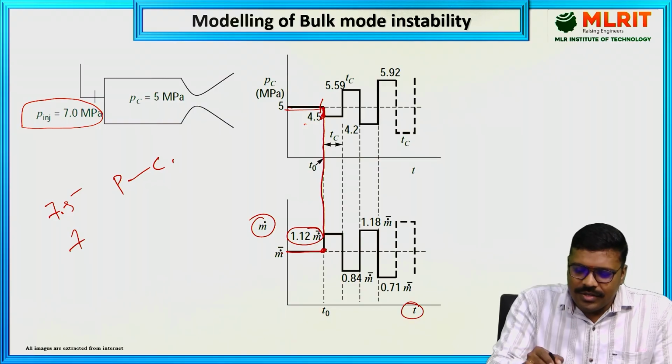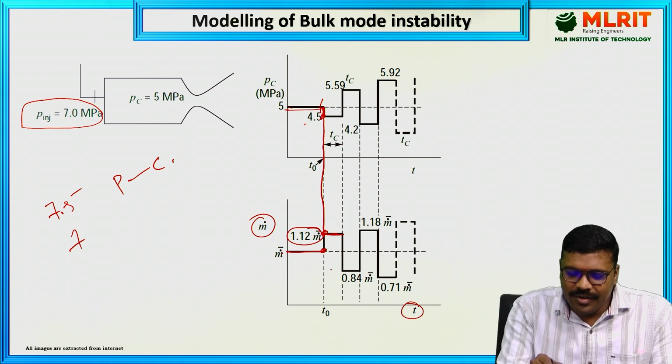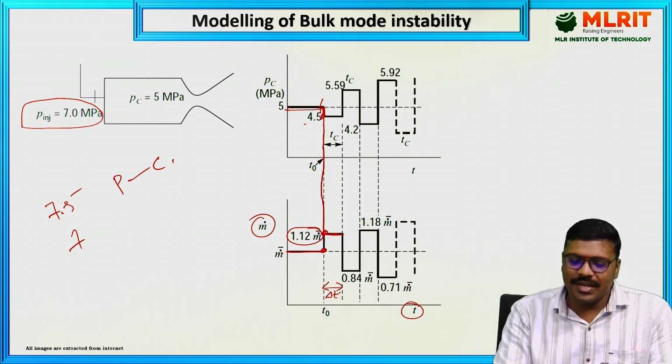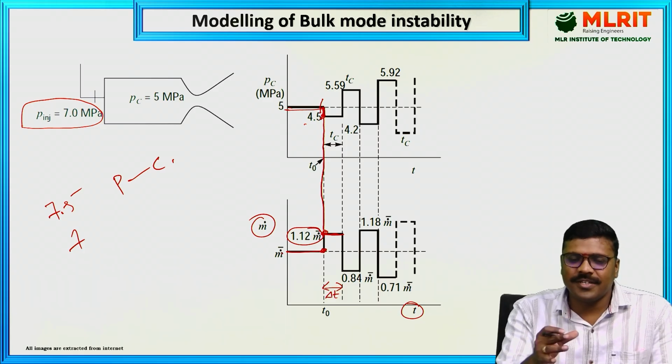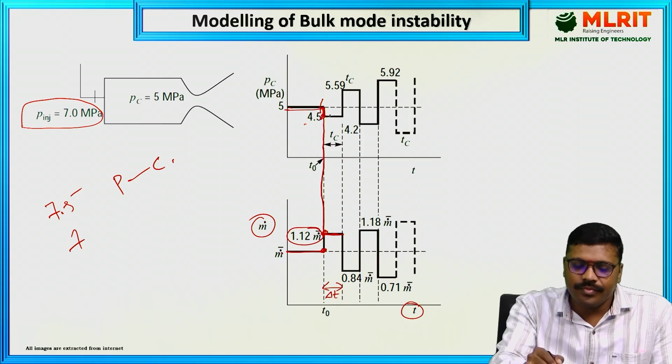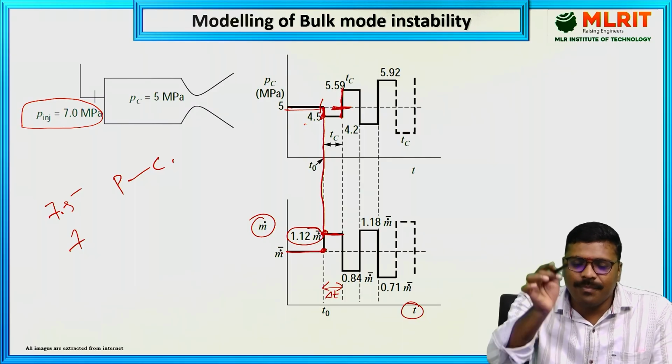See here, whatever propellant was added has taken some time. This is the delay time. Whatever time is taken, this is the combustion delay. During this time delta T, the excess propellant is burned and releases energy. Because of that released energy, the pressure has increased to 5.59. But actually, how much do we need? We need only 5, but the pressure is increased to 5.59.